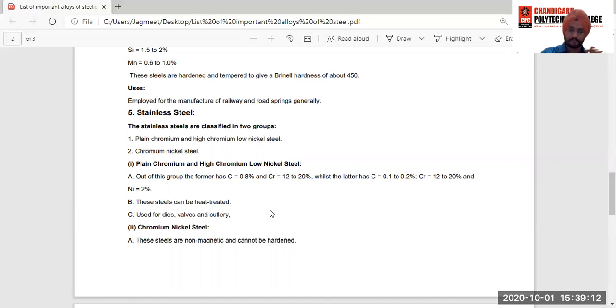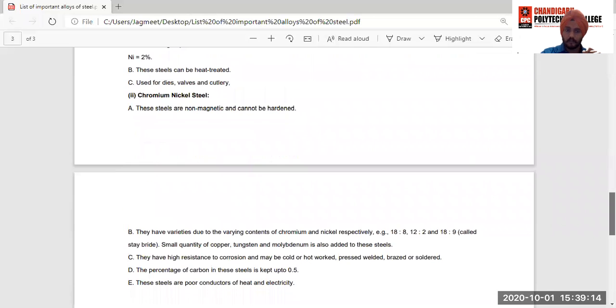Chromium nickel steel. These steels are non-magnetic and cannot be hardened. They have varieties due to the varying contents of chromium and nickel. The ratio is chromium 18%, nickel 8%. So different ratios can be used for different purposes.